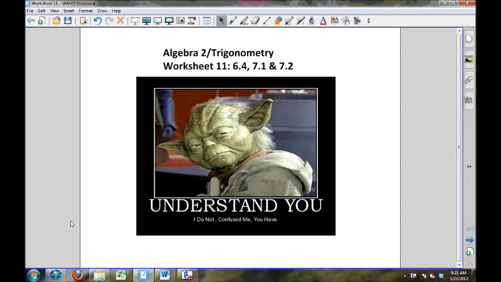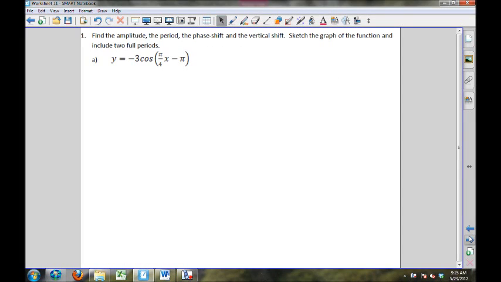Worksheet 11, let's take a look. Find the amplitude, period, phase shift, and the vertical shift, which is just another word for the midline. Then sketch the graph of the function, including 2 full periods.